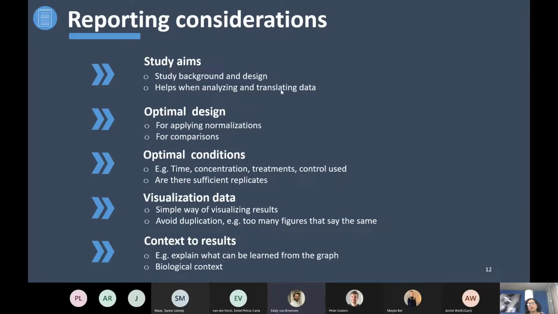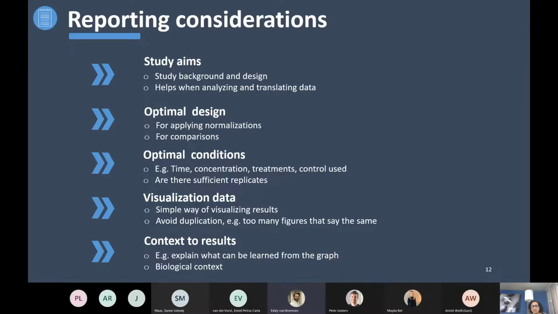Some of the considerations in reporting are to talk about study aims, with more detail about the study background and design, because this helps when analyzing and translating the data. Optimal design is very important. As we've sometimes talked about, if you want to run multiple comparisons, it's not a good idea to run all the controls in one run and the treatments in the other. No one would do that, but I'm just saying it as an extreme example.